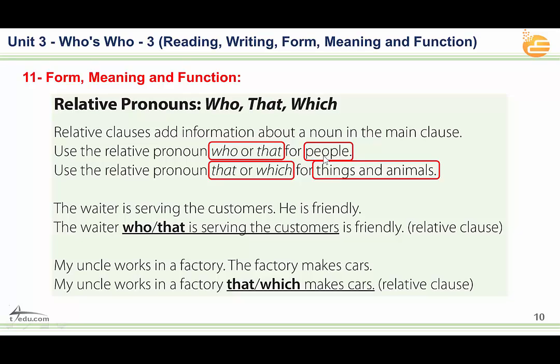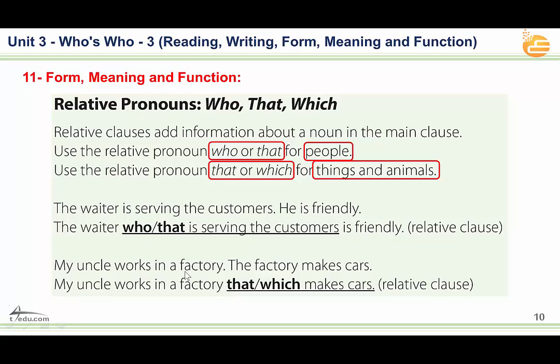You know the waiter? Of course we know him. He's one of the people. So we have to say who or that. Who or that is serving the customers is friendly. Okay, this is a relative clause. Can you see it? This whole sentence we call a relative clause.